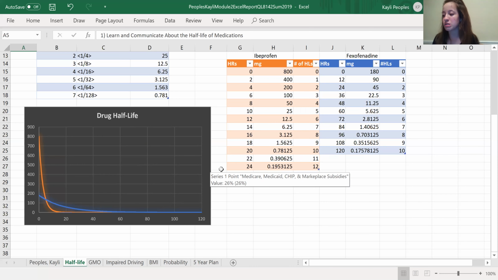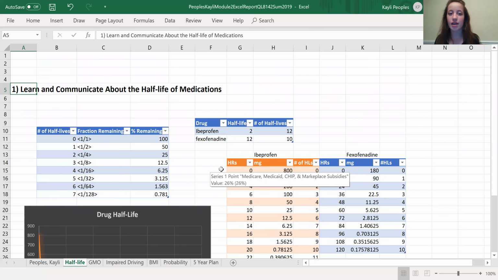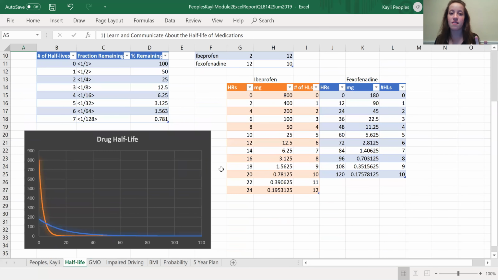The formula I used did not have an E. I know you asked what the E in the formula stands for. I'm assuming that E was referring to the initial amount of it. So in this case, it would be the dosage for each drug. So I used ibuprofen and fexofenadine. I don't know how to say it. It's Allegra.